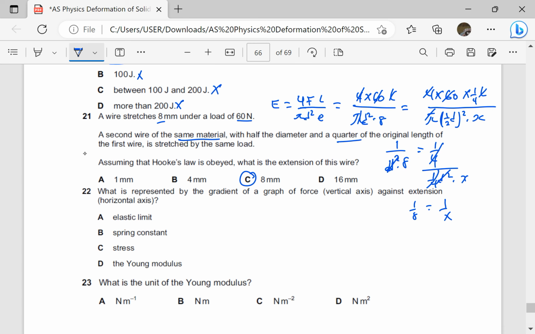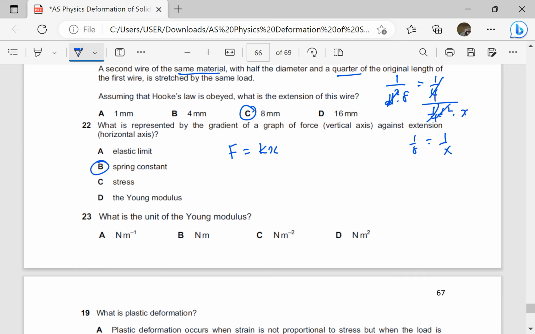What is represented by the gradient of a graph of force against extension? I think that is the spring constant. F is equal to kx. What is the unit of the Young modulus?